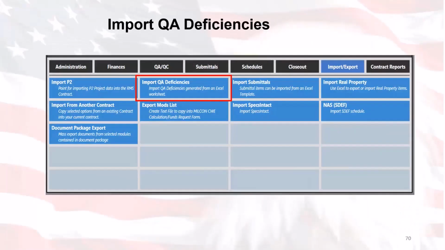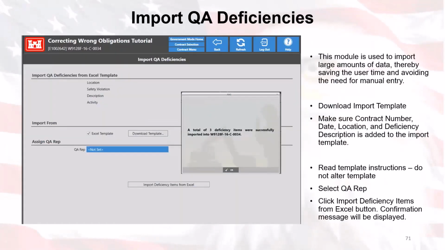Okay, our next block that we're going to look at is the Import QA Deficiencies. Sometimes out in the field, someone may be entering deficiencies into RMS, providing the Excel template to track deficiencies that have been found. Any item that has not been performed or completed in accordance with the contract is considered a deficiency. At this point, we can go through and take a look. We can download the import template. We can make sure the contract number, date, location, and deficiency description are added to the import template. We can read the template instructions.